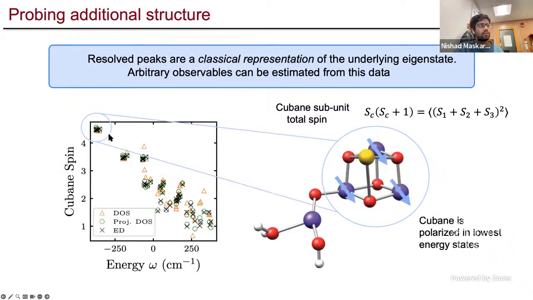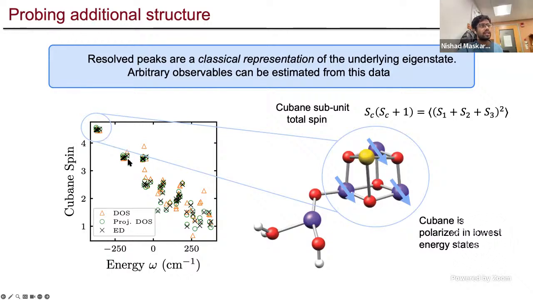And what we see is that all of the lowest lying eigenstates have the same spin on the cubane part. It's actually all consistent with the cubane being fully polarized. It has spin 9 half, so the cubane is fully polarized. What this tells us is that all of the structure is actually coming from spin pairing between the cubane and this fourth manganese over here.